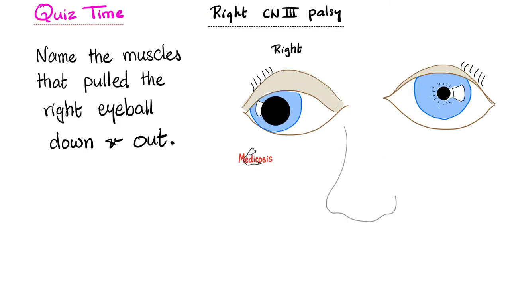Quiz time. I have 2 questions for you today. Number 1, please name the muscles that are responsible for pulling my eyeball down and out in cases of oculomotor palsy on the right side. The second question for you is, what is the only cranial nerve that leaves not from the anterior surface, but from the posterior surface of the brainstem? Please let me know your answers in the comments. You'll find the correct answer in the next video where we talk about the trochlear nerve.